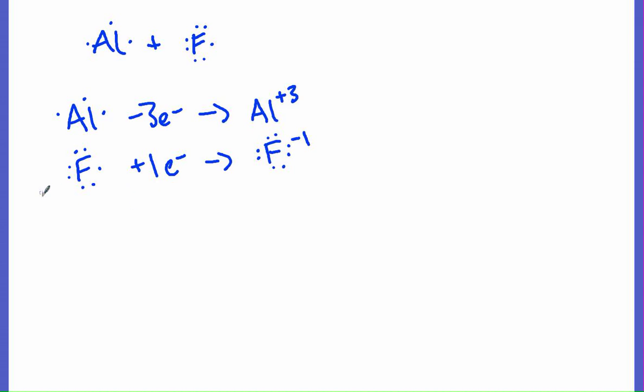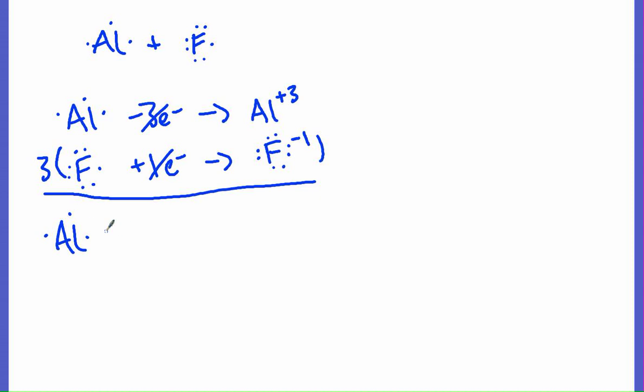So you're supposed to show your work, how do they become ions like that? But then realizing that they react together, it is going to take 3 fluorines to collect those 3 electrons that are lost by that aluminum. So I know that in the end here, I have 1 aluminum that's going to react with 3 fluorides.